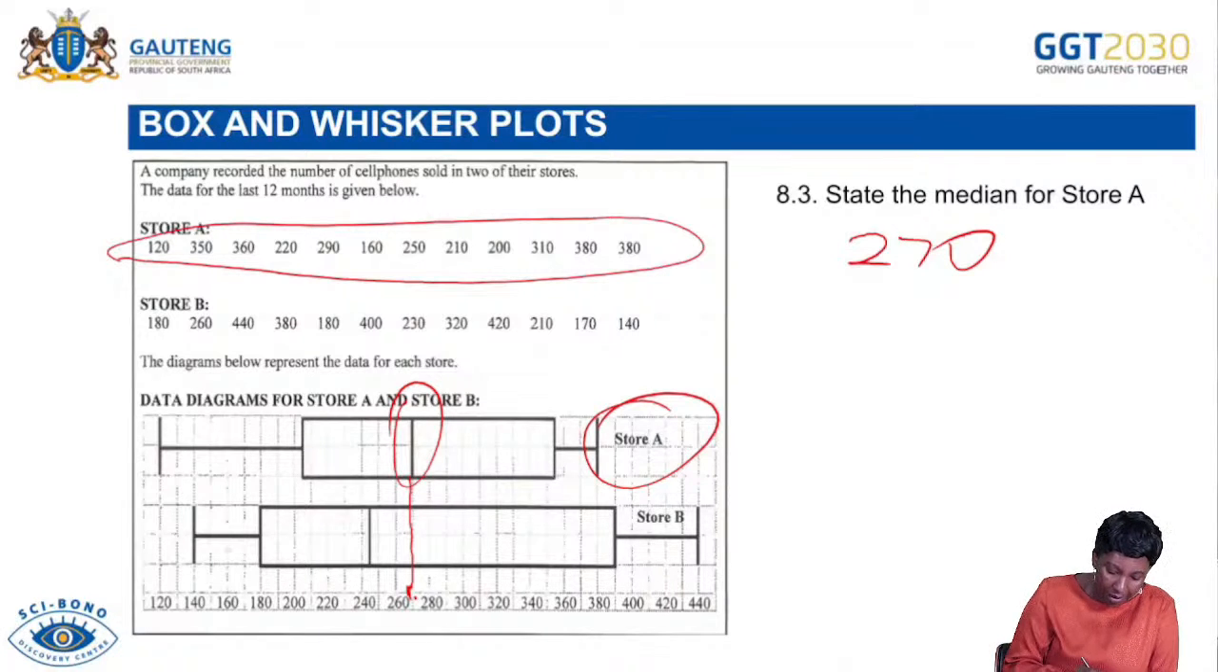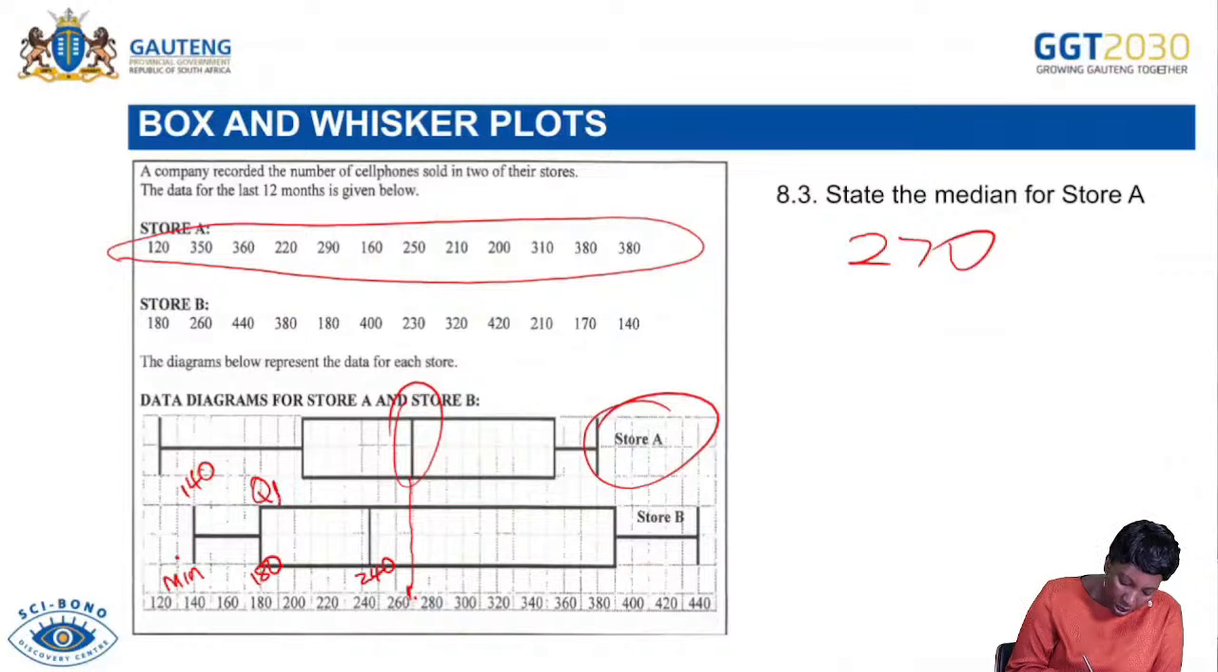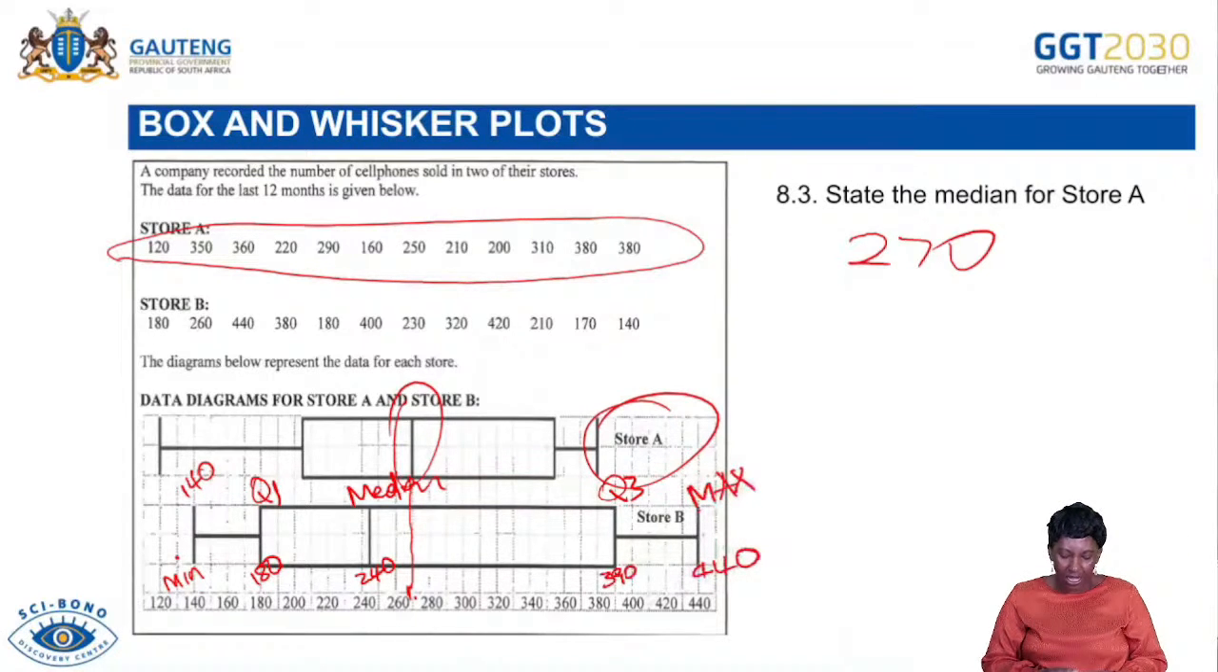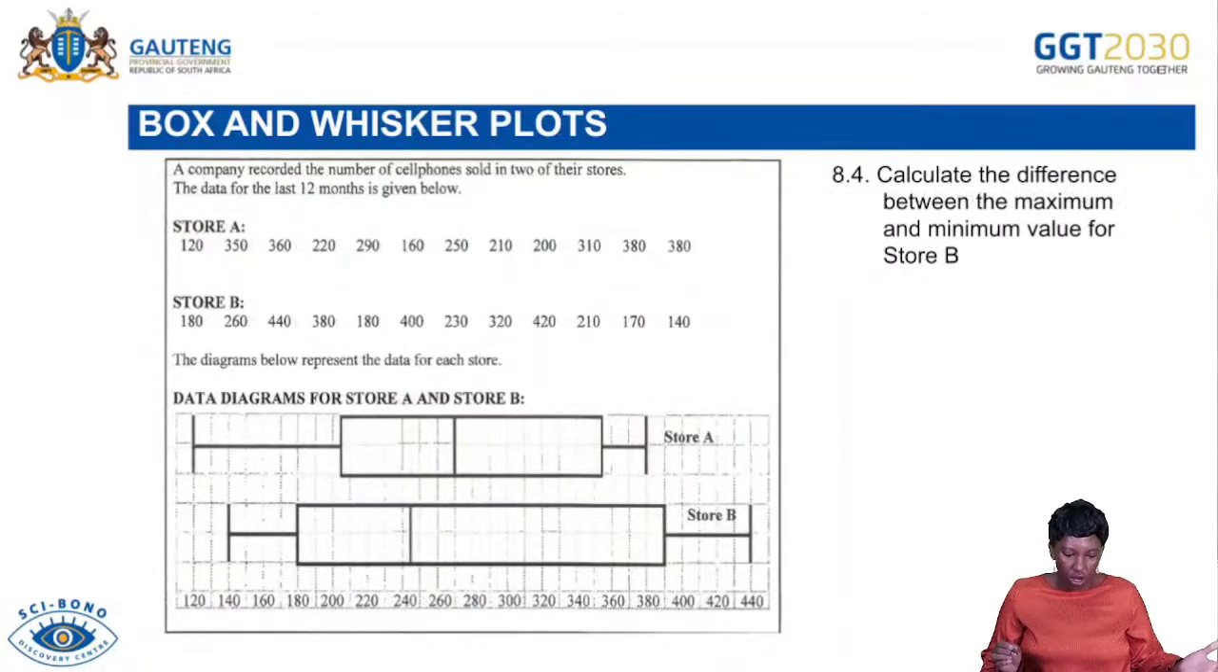So looking at this one quickly, let's do the 5-point summary with store B. Store B, my minimum is 140. And then my Q1 for store B is 108, as you can see. And then my median is 240. This is my median. And then this will be my Q3, which is 390. And then my maximum will be 440. Can you see, boys and girls, with the box and whisker, the answers are there. You don't need to struggle.